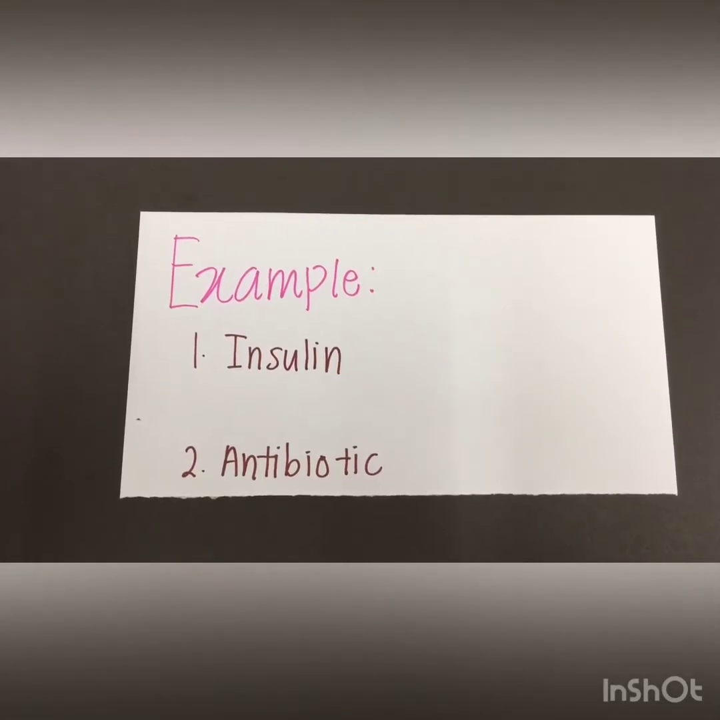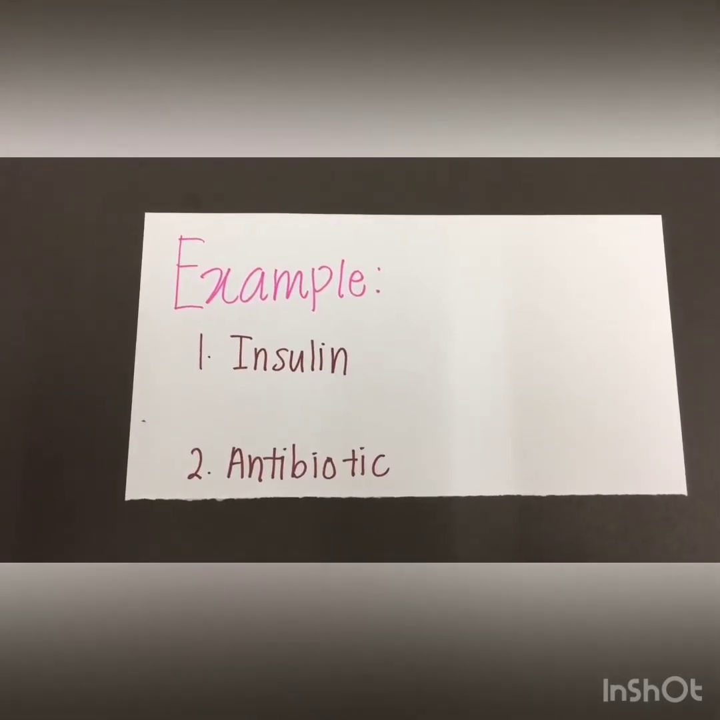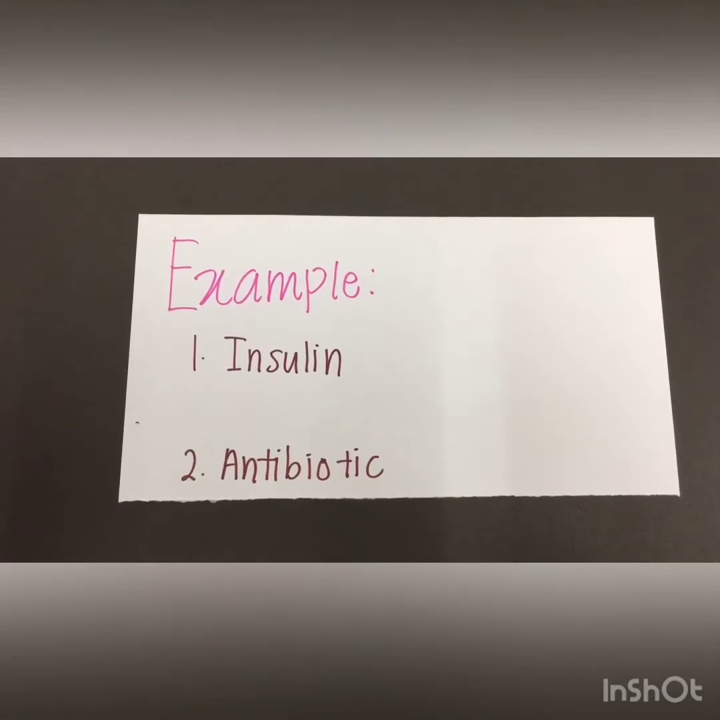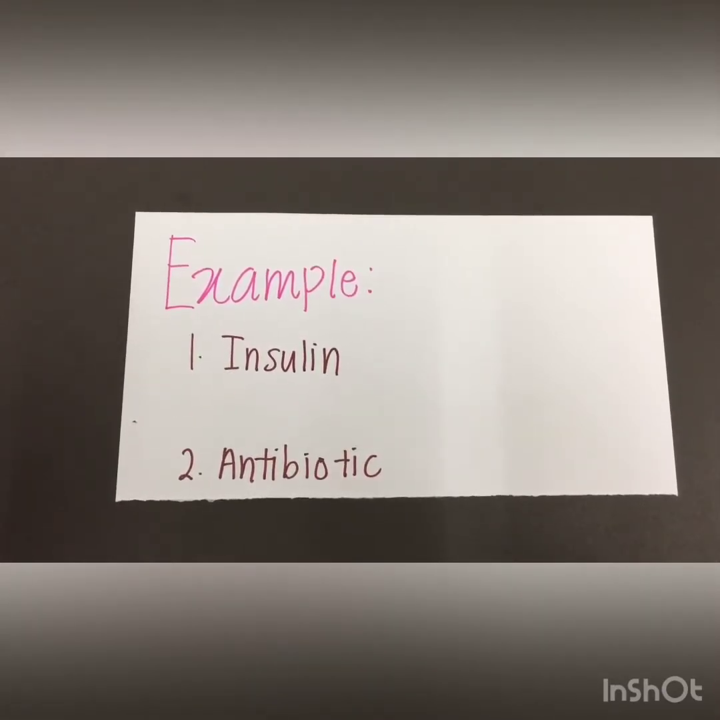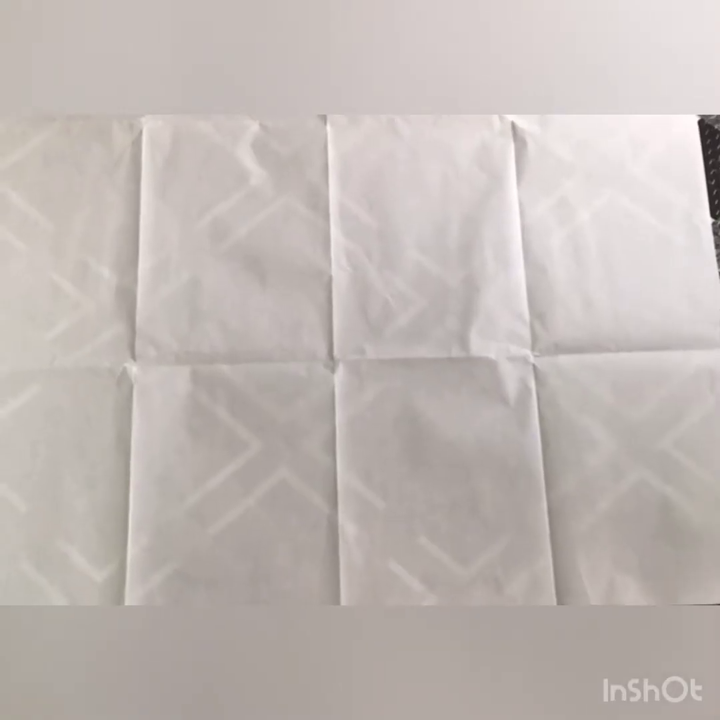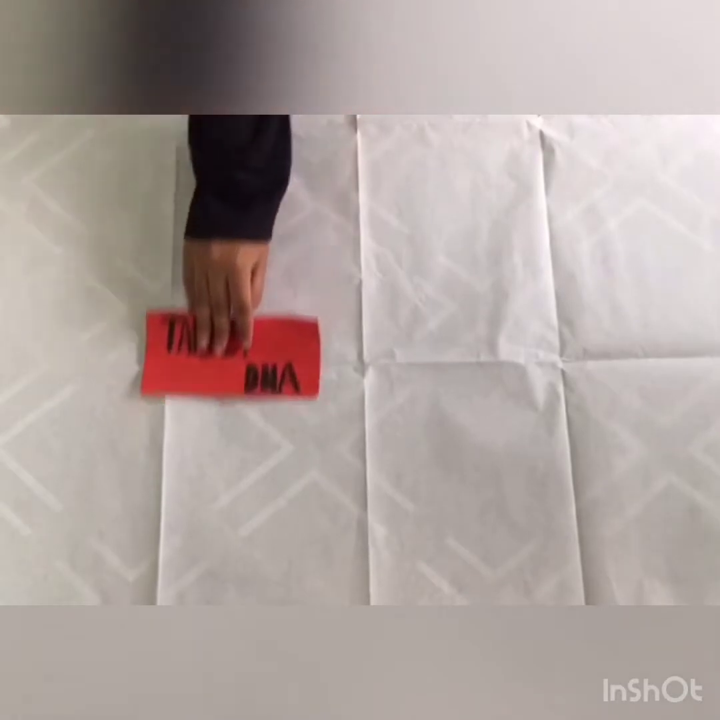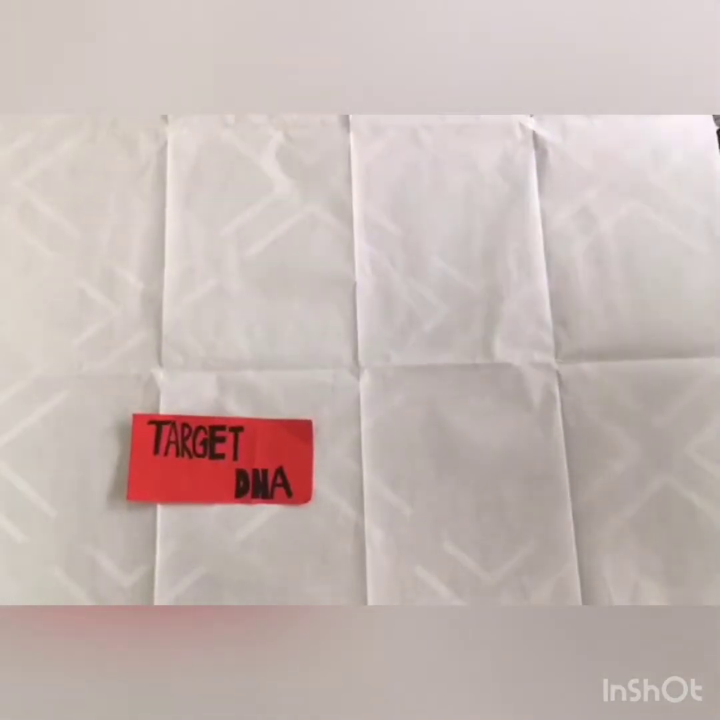Examples of recombinant DNA molecules that are important to humans are pharmaceuticals like human insulin and antibiotics. The human insulin gene was recombined with bacterial DNA so that we can easily and safely generate a large amount of insulin. There are 5 tools used in recombinant DNA technology, which is first, target DNA that contains the gene of interest.